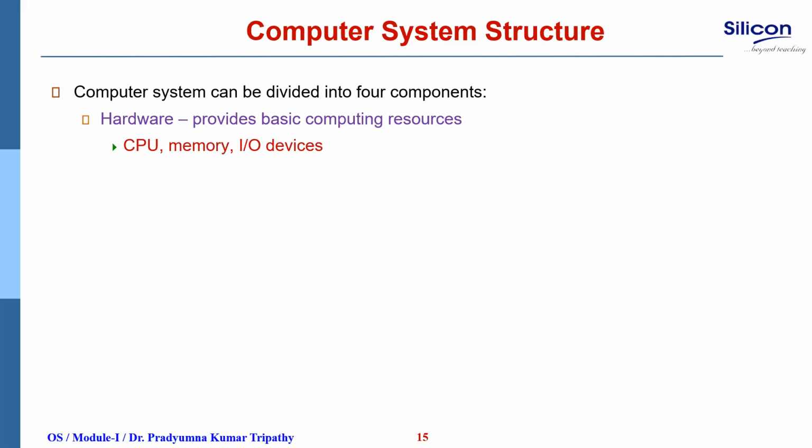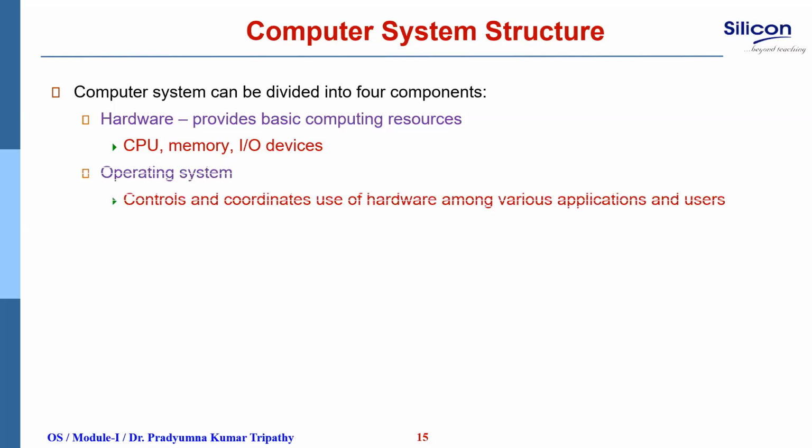What do you require for executing a program? You require CPU, memory, IO devices, a bus, registers. Those are your hardware. So you require some hardware in a computer system. So hardware is one component. The second component was what? The operating system.